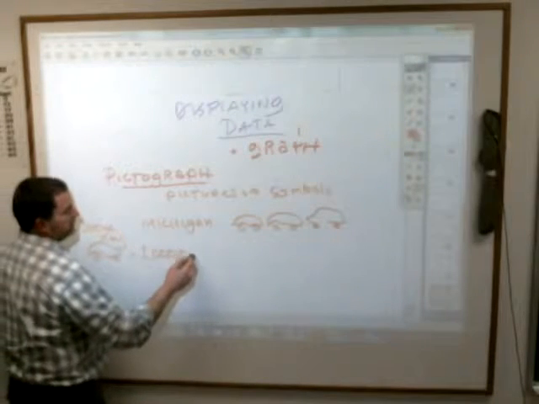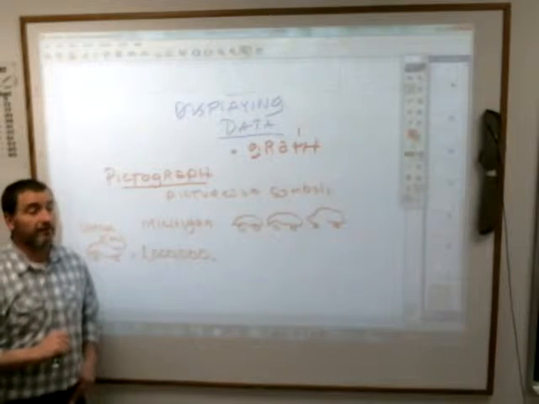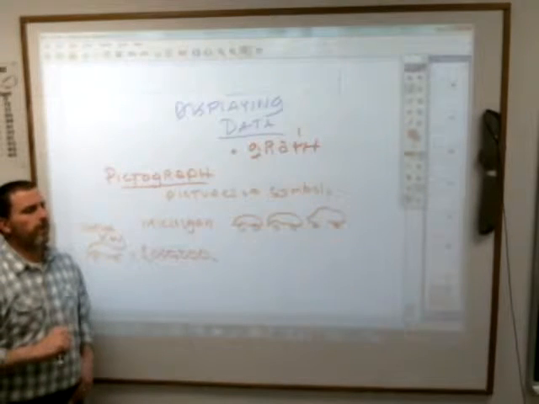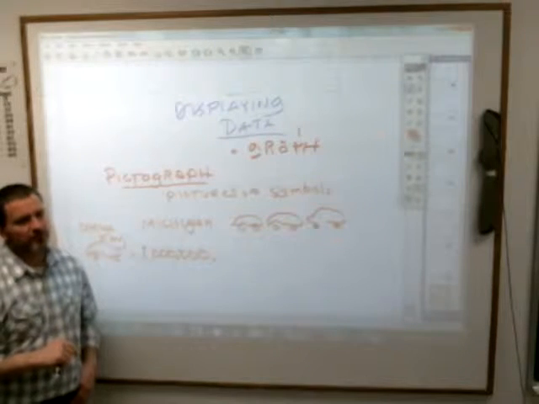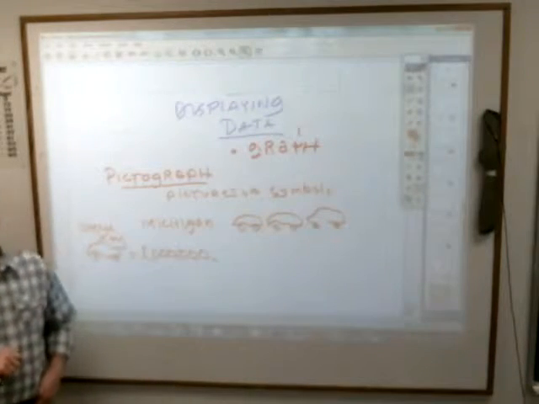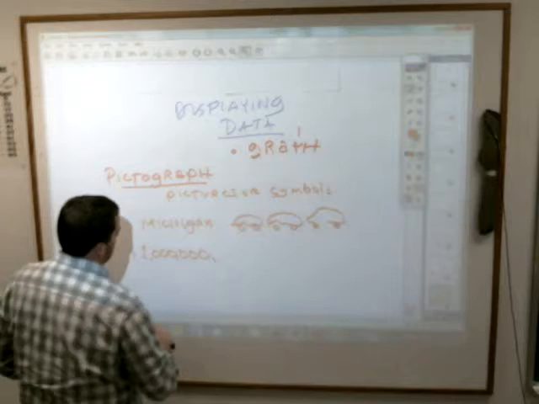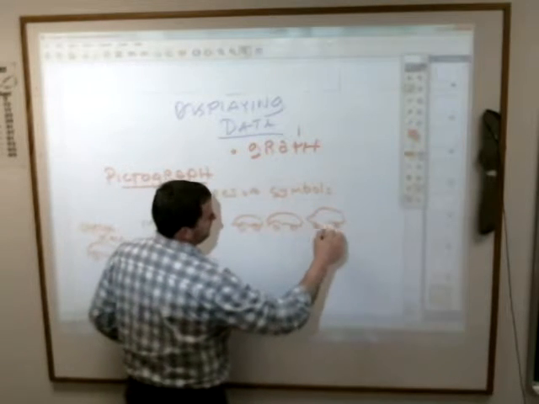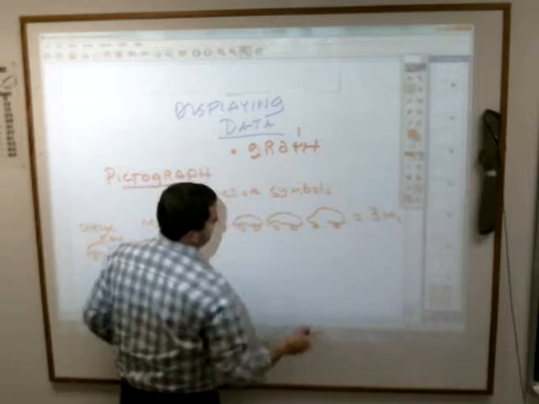Now, why do you suppose they don't make each car worth just 1 car? Calvin? Because you could. Well, yeah, it would take you a really long time to draw 1 million cars. In addition, it would take you a really long time to count the 1 million cars that somebody drew there. Okay? So each car stands for 1 million, so Michigan does 3 million cars.